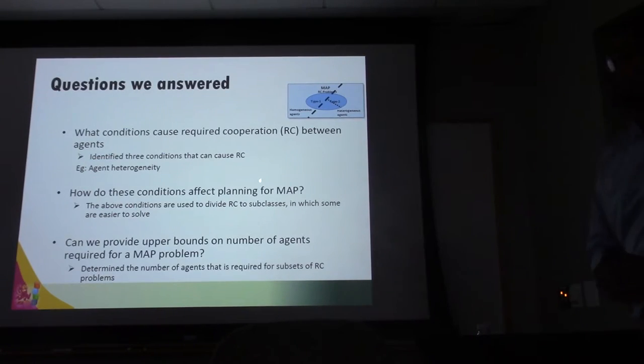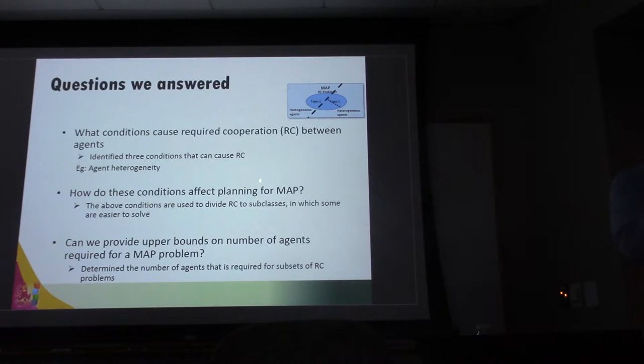Now the question is, what have we done in this work? We basically asked ourselves three questions. One, what kind of conditions can cause required cooperation to happen? Given a problem, how can we say whether it needs required cooperation or not? Are there certain properties of the problem that can lead to required cooperation? Second, how do these conditions affect multi-agent planning? What I mean by this is, can we identify certain subclasses which are easier to solve?